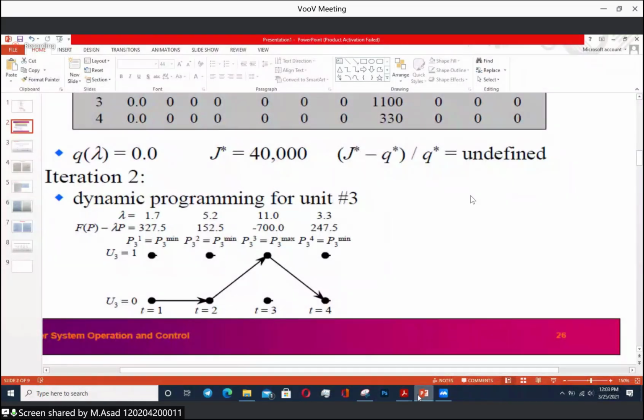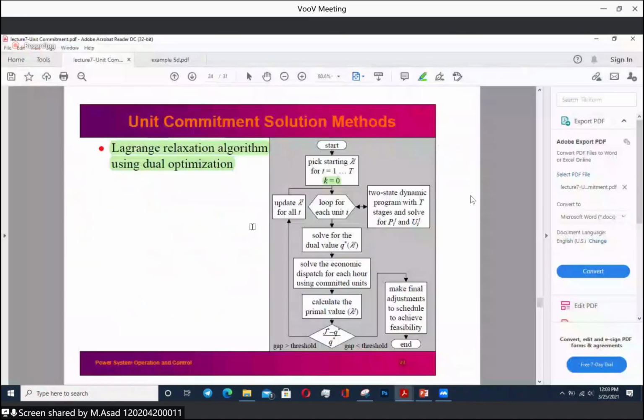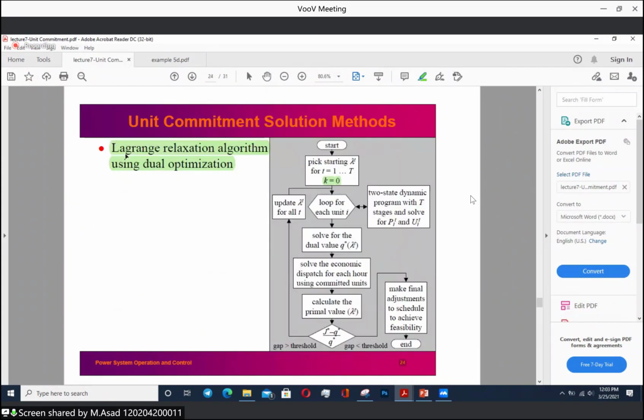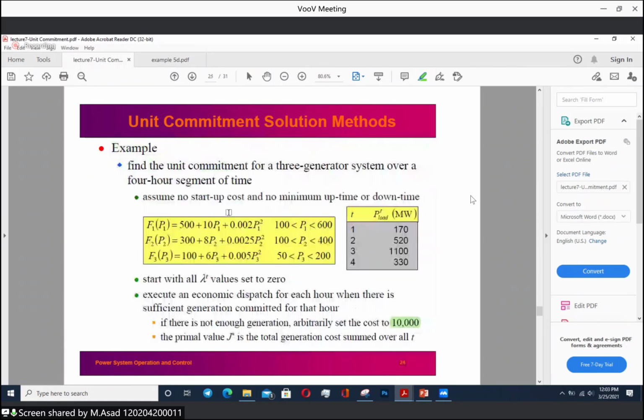After this, we have an example. We will see how to solve the unit commitment scenario by the Lagrange relaxation algorithm using dual optimization. This is a problem which has a 3 generator system, and it is running for 4 hours, and we have to assume that there is no startup cost and no minimum uptime or downtime.